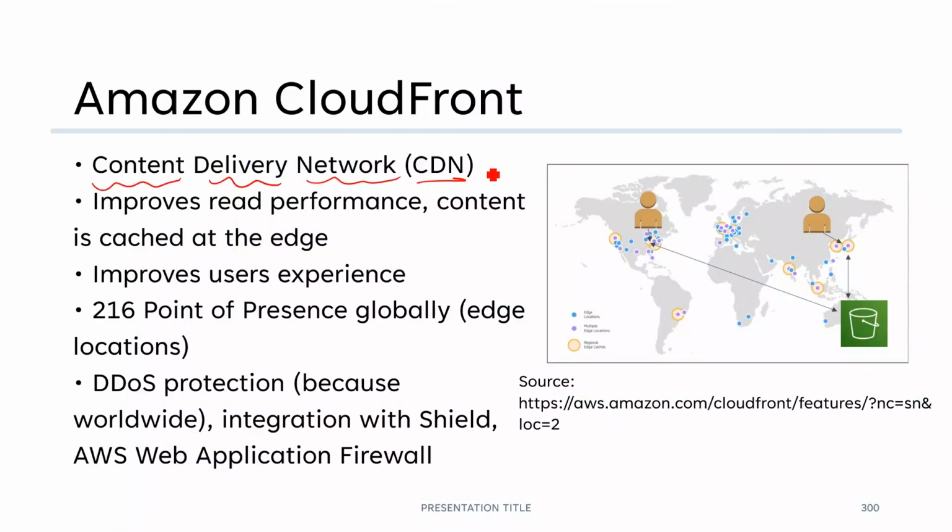I don't have to explain about CDN. You guys know that basically if you have any static data or some kind of other stuff and you want to transfer that data from one source to a destination, you use a content delivery network, right? It improves read performance because it uses something known as caching at the edge location. We are going to see this in detail, so don't worry about that. It improves user experience, and it has up to 216 points of presence globally, which are known as edge locations. We are going to see a complete list of edge locations in a minute.